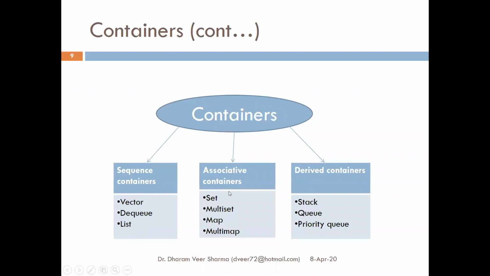Then we have associative containers, where some keys are attached with the data. We have sets, multisets, maps, and multimaps. And finally, we have derived containers, which are derived using these containers: stacks, queues, and priority queues.